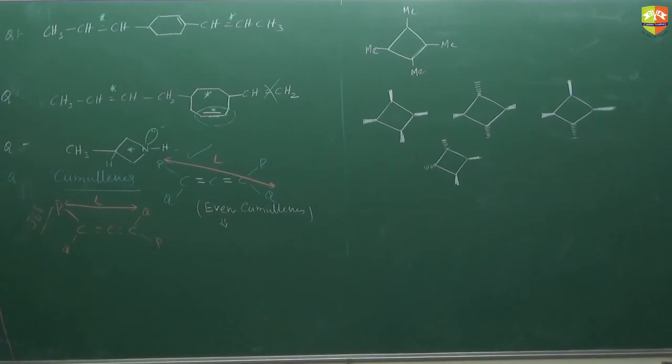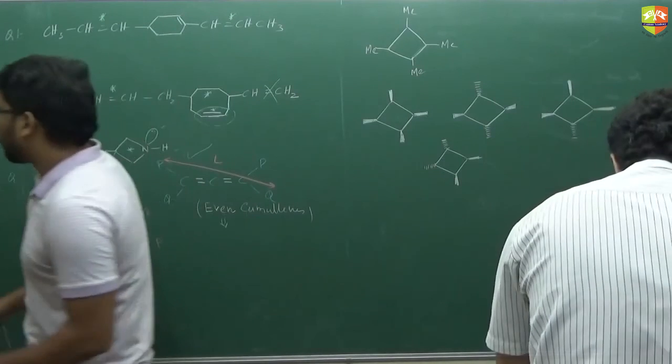We'll discuss that later. Anyway, we have a formula for the number of GI, how to calculate. We'll discuss that next class. We'll finish this and then we'll start optical isomers. Okay, thank you.